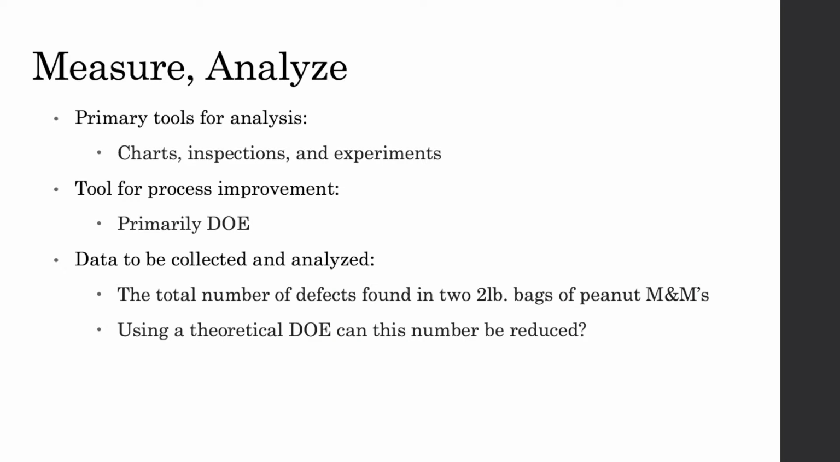So for this project, the primary tools used for analysis were charts, inspections, and experiments. The tool for process improvement was primarily a DOE. Data to be collected and analyzed was the total number of defects found in two 2-pound bags of peanut M&Ms, and using a theoretical DOE, could this number be reduced?